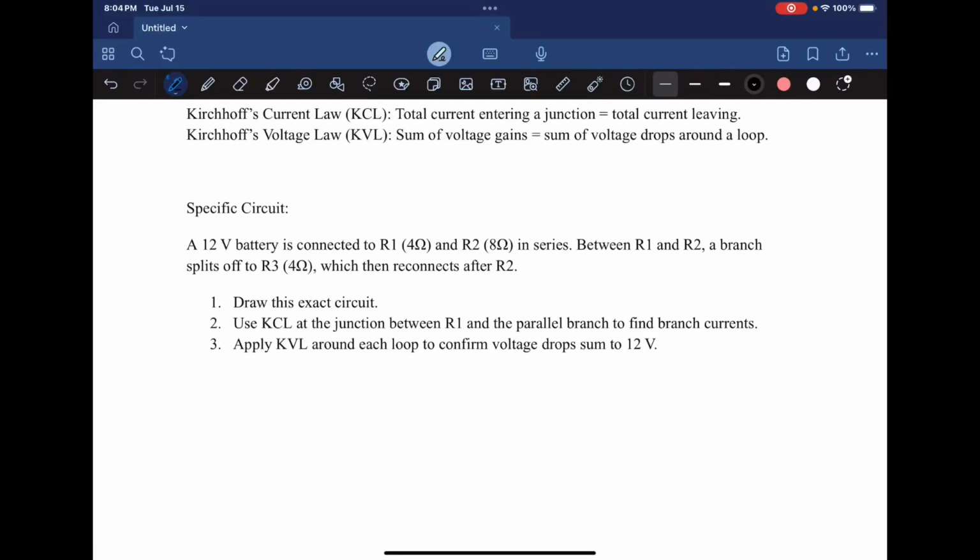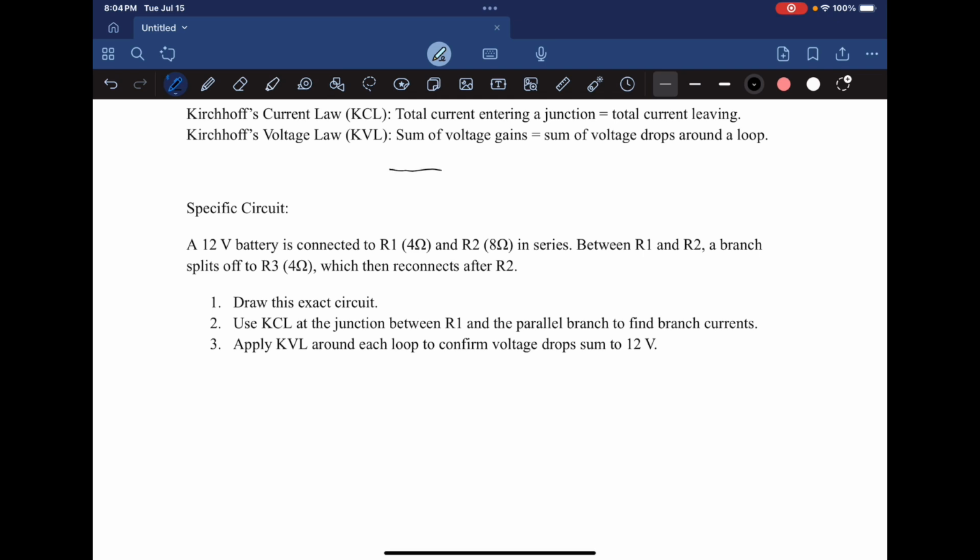Hello everybody, today I'm going to go over this problem here which involves Kirchhoff's current law and Kirchhoff's voltage law. So first, going over what each of those is, Kirchhoff's current law essentially states that the total current entering a junction is equal to the total current leaving.